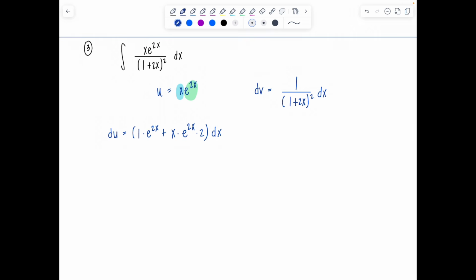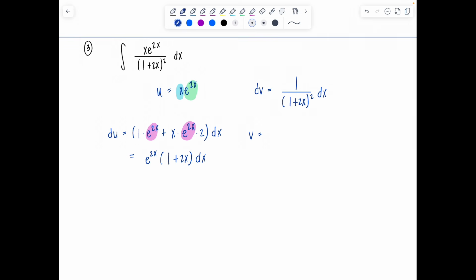Notice, do you notice, we can factor out e to the 2x from both of these? So I can write this as e to the 2x times (1 plus 2x) dx. Okay, it's a little more work than normal to find du, but it's okay. Now, how do we find v? Look at what dv is.